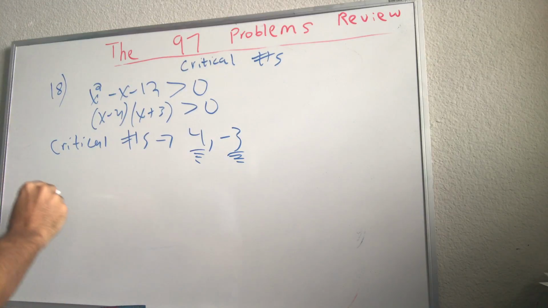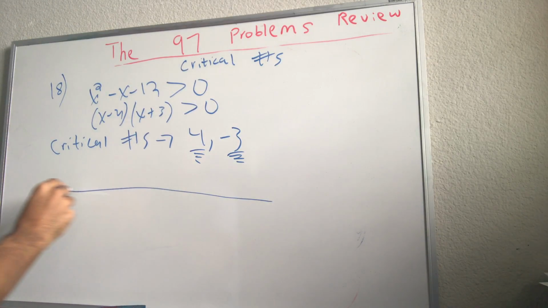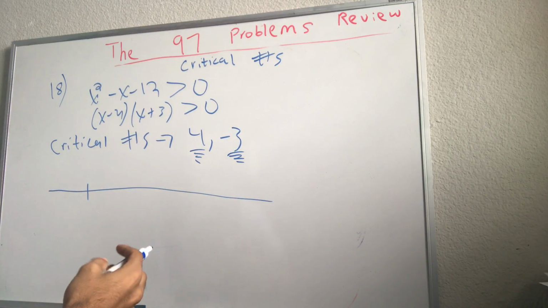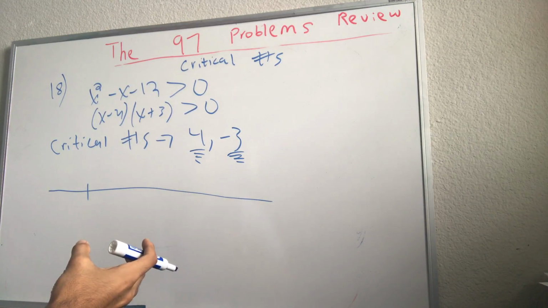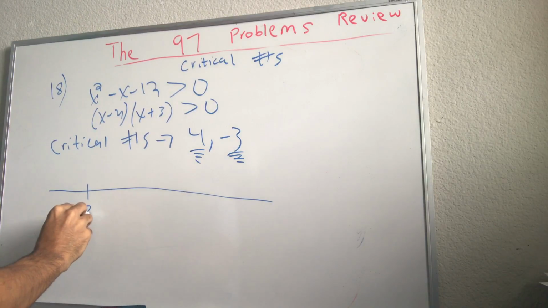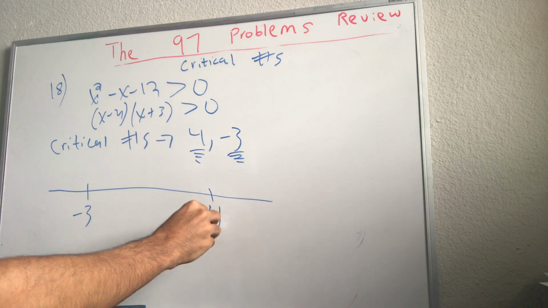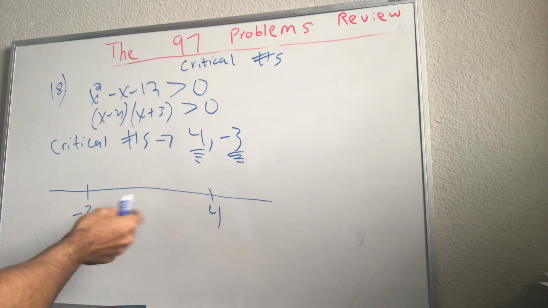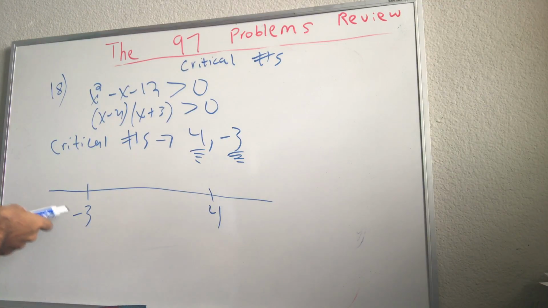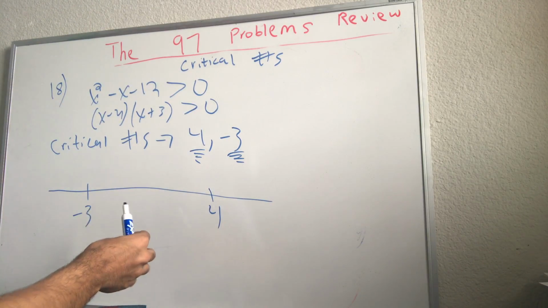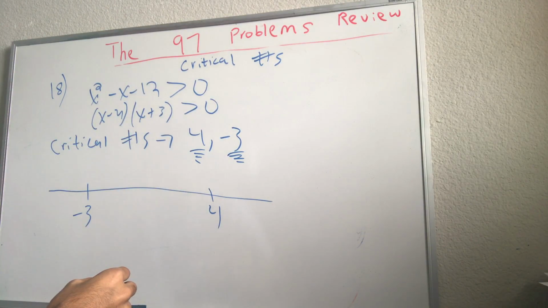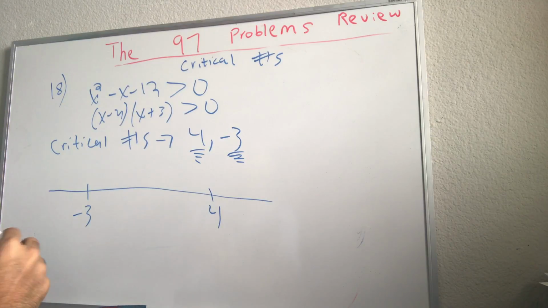Now what you do is you first want to plot your critical numbers on the number line. So we have negative 3 here, possibly 4 somewhere here. And now all we're doing is we want to find one value that's greater than 4, one value in between negative 3 and 4, and then one value that is less than negative 3. And then plug those values into this expression to see exactly what value we end up with.